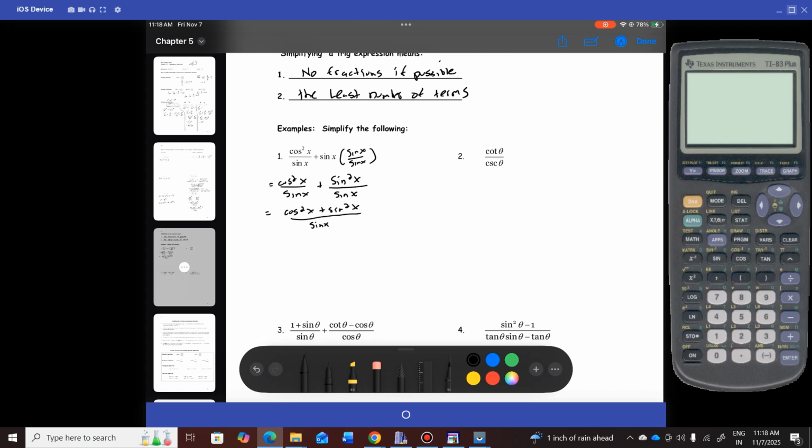And this is a trig identity. Sine squared plus cosine squared equals 1. Right? It's one thing that comes up all the time. And so this becomes 1 over sine x, which is cosecant x. And so no fraction, one term, that's the best you can get.